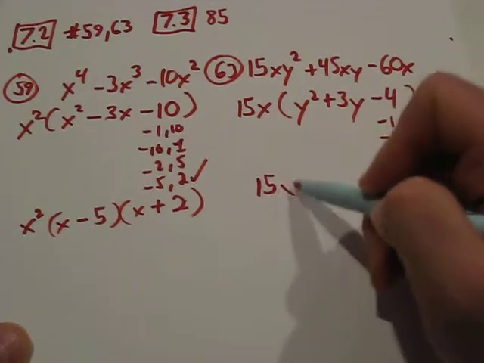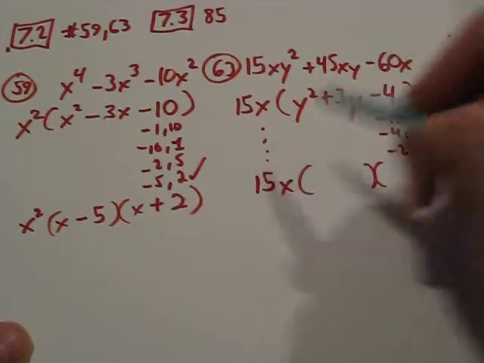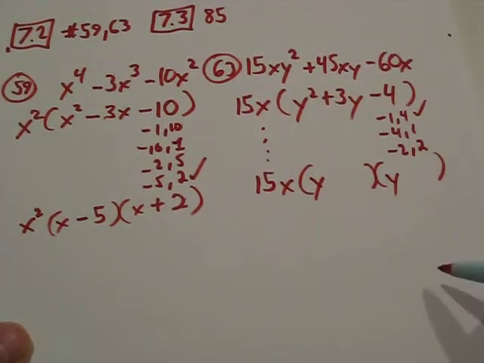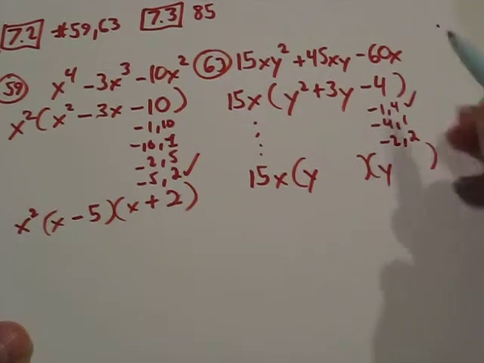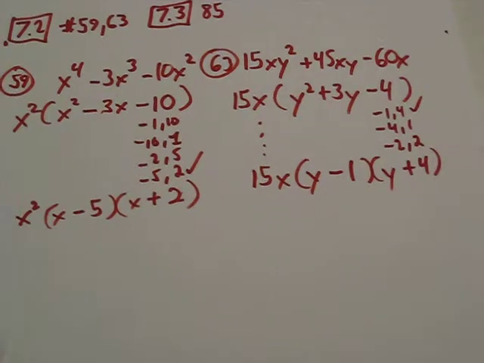So I'm going to bring the 15x out to the front. I didn't forget it this time, just brought it right down. And my y squared is going to give me my y and y. And then we're going to take a look here and put my minus 1 and my plus 4.